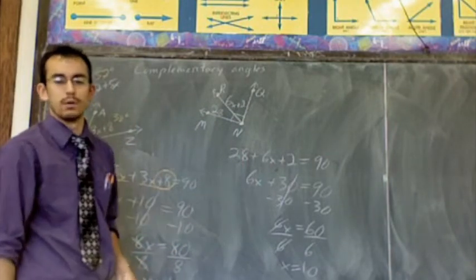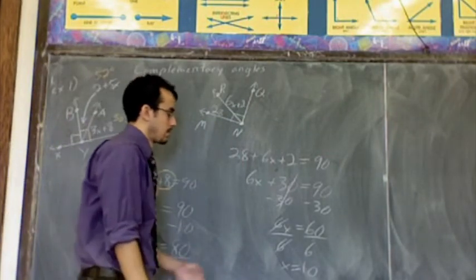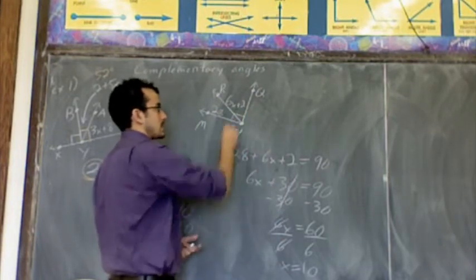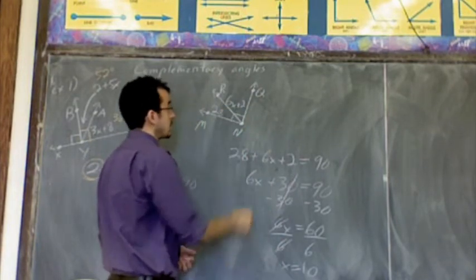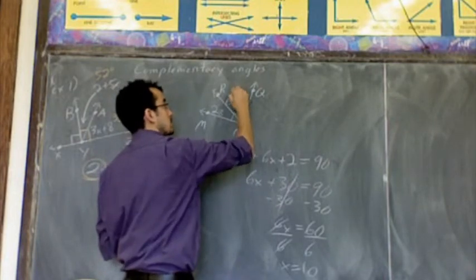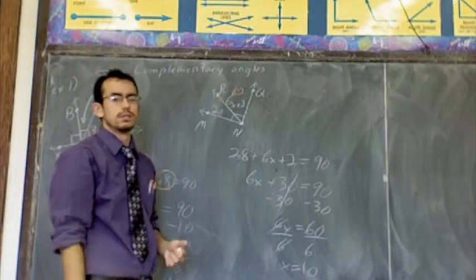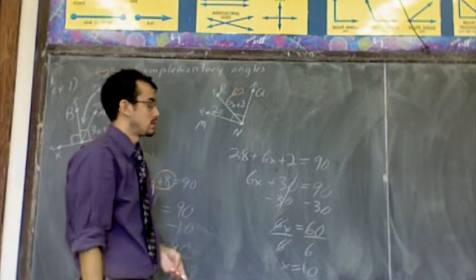Just a coincidence though, they were both 10. Not a big deal though. So again, just to make sure I'm right, I'm going to take this 10, plug it back in up here. 6 times x, I mean 6 times 10, that's 60. 60 plus 2 is 62. This angle is 28. If you add 28 and 62, you do get 90. So you know this is right.